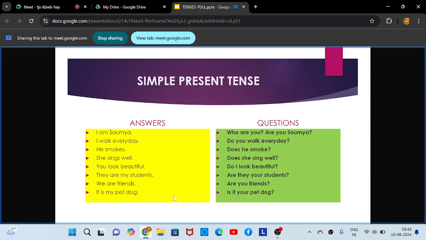Is it your pet dog? It is my pet dog. So here you can understand that most of the questions in simple present tense will begin with do or does. Let me discuss is and are later, as that is an exception that I have to discuss. So do or does are the two words used to form questions in simple present tense.